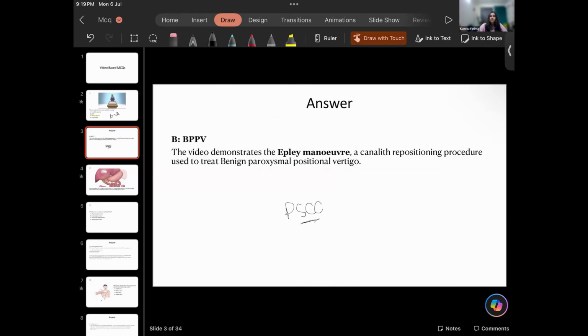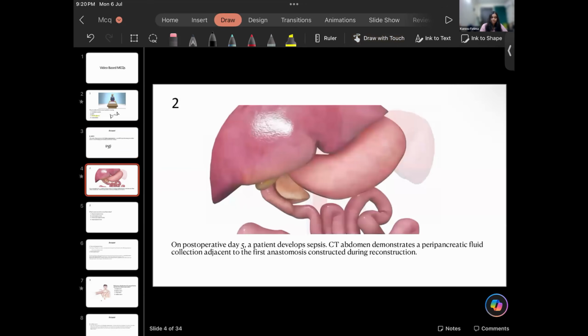So the Epley's maneuver, it is a therapeutic maneuver wherein it consists of a series of steps of turning the head towards different angles, and there we will try to reposition the canalith back into the macula of the utricle and the saccule. So it is used for the treatment of BPPV. So we can move to the next question.